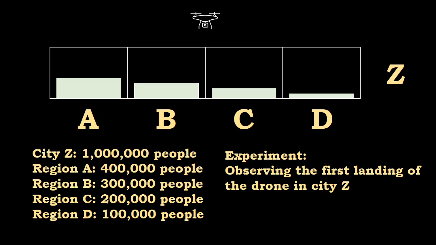So the experiment here is observing the first landing of the drone in city Z. And the specifics are that this is a city and there is a drone delivery pizzeria which delivers pizza by drone, and the preference for pizza is equally distributed across people, so there is no more preference in any region. So what we want to know is, today, in which of the regions will be the first landing.